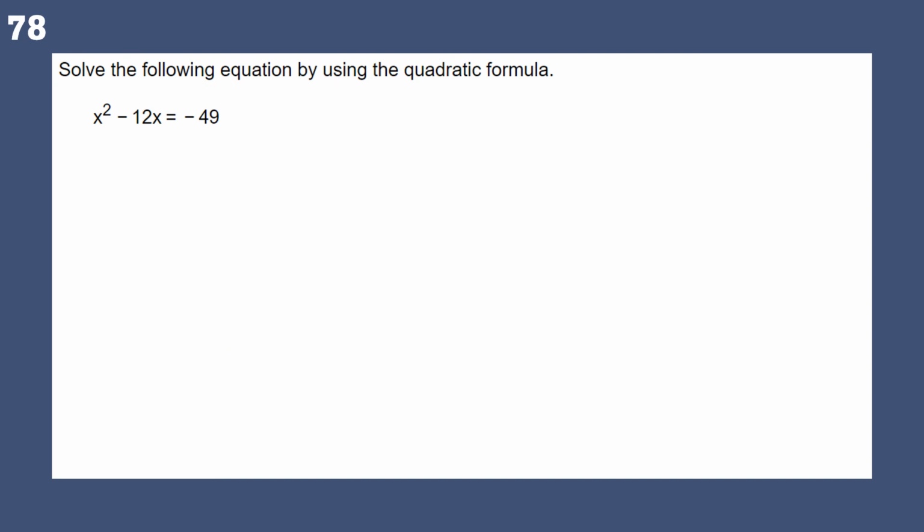78, solve the following equation using the quadratic formula. The quadratic formula is negative b plus or minus the square root of b squared minus 4ac all over 2a. Now, that's something I've memorized. If you don't, that's okay. But how we do that is the first thing we have to do is we get it equal to 0.